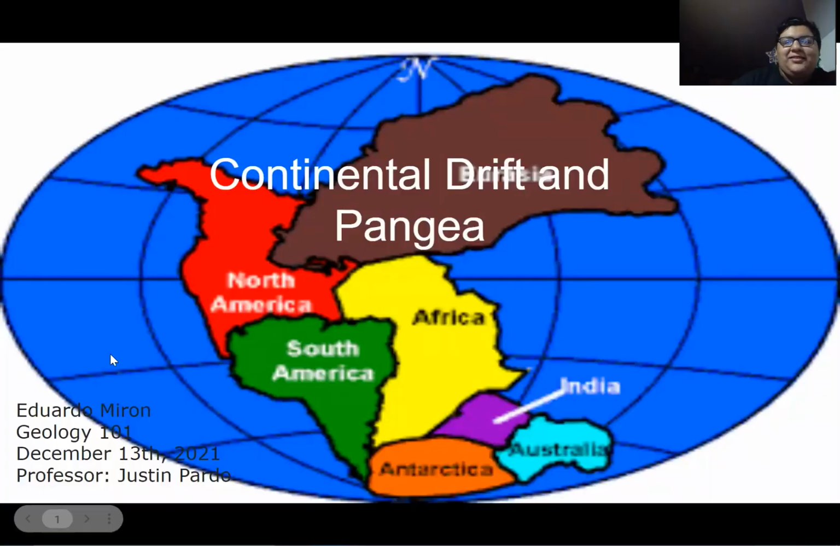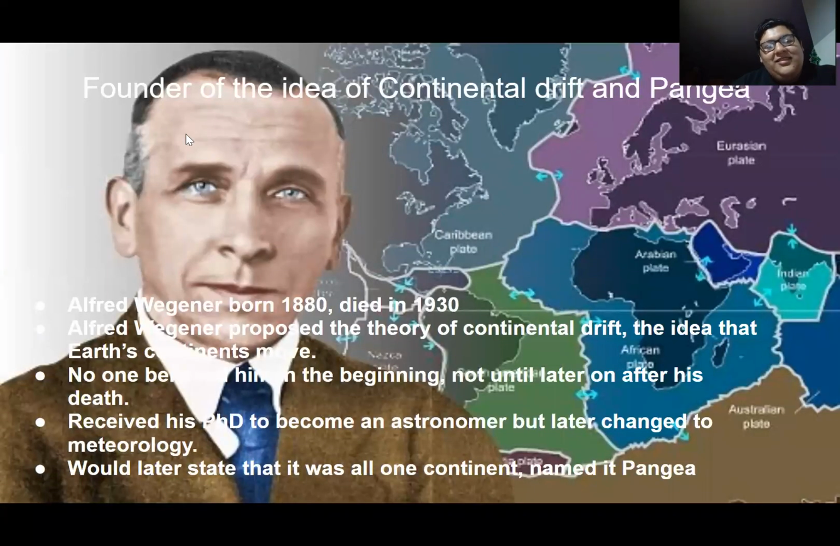All right. So today we're going to be learning about continental drift and Pangea. Pretty much the same thing. So the person or the founder of this idea of continental drift was Alfred Wegener, I believe they say it. Born in 1880, died in 1930. So he got to see all this, what we see.